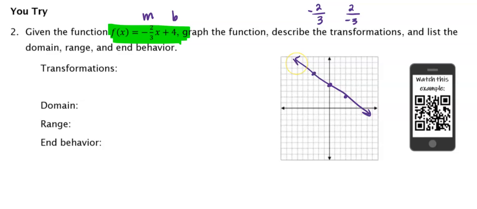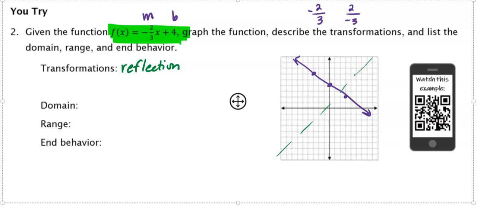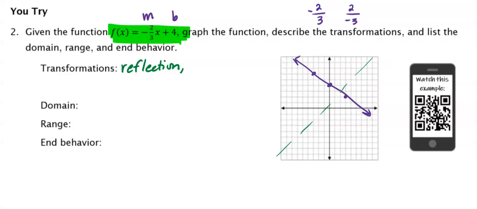All right, so our transformations, we can look at our graph, or we could look at our equation. Either way, we should come up with the same things. So the negative is a reflection. So instead of our line looking something like this and having a positive slope, it's got a negative slope. So that's number one. The 2/3 changes the steepness of the line.